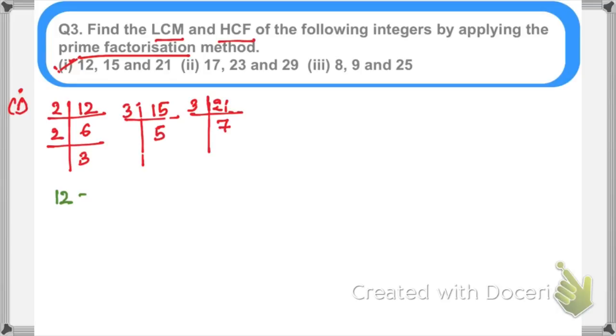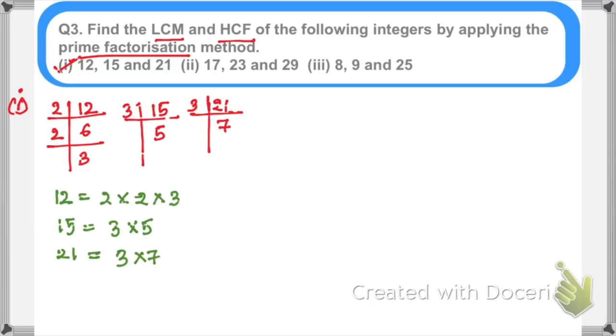So in this case, you can write 12 is equal to 2 into 2 into 3. And also you can write that 15 is equal to 3 into 5. And it can also be written that 21 is equal to 3 into 7.